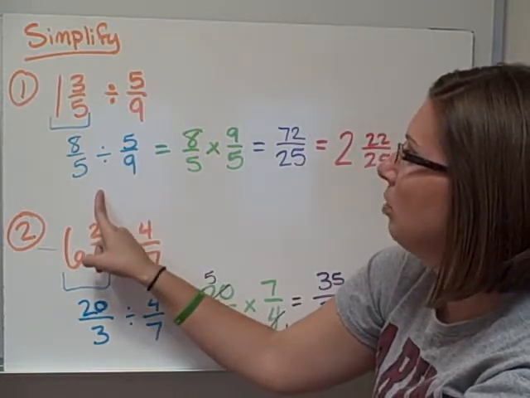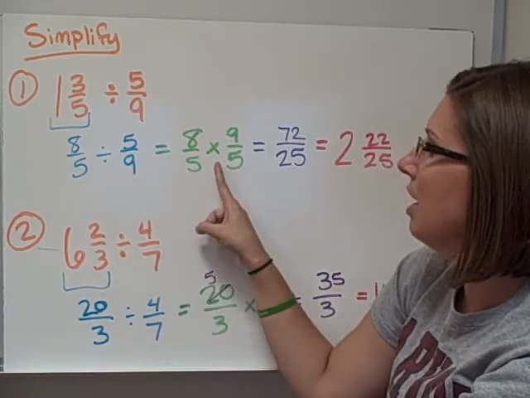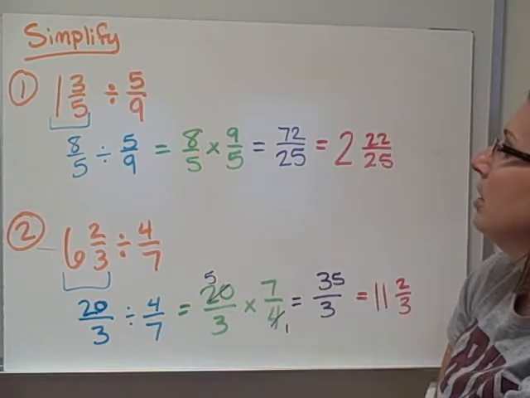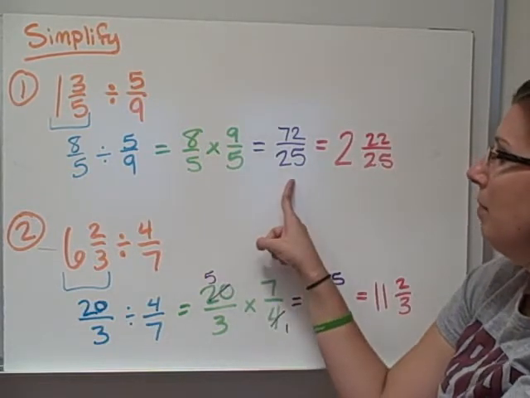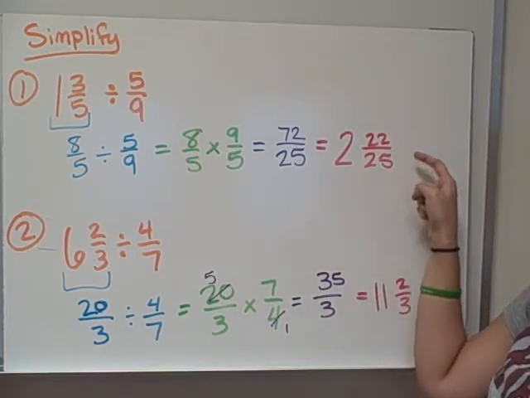Once we have this division problem, I'm going to change it to a multiplication problem. 8/5 times 5/9. I multiply my numerators to get 72. I multiply my denominators to get 25. And then I reduce. 2 and 22/25ths.